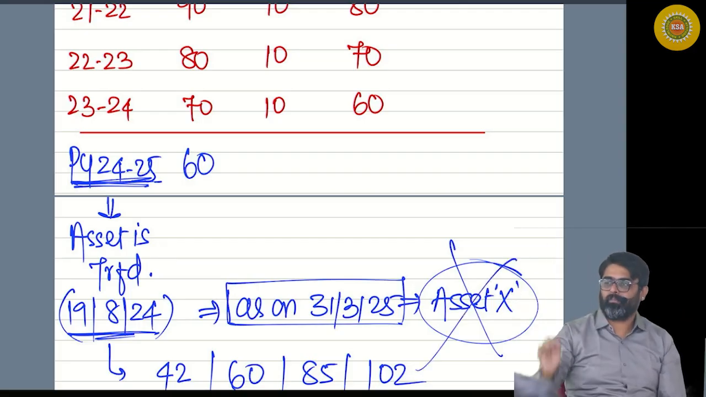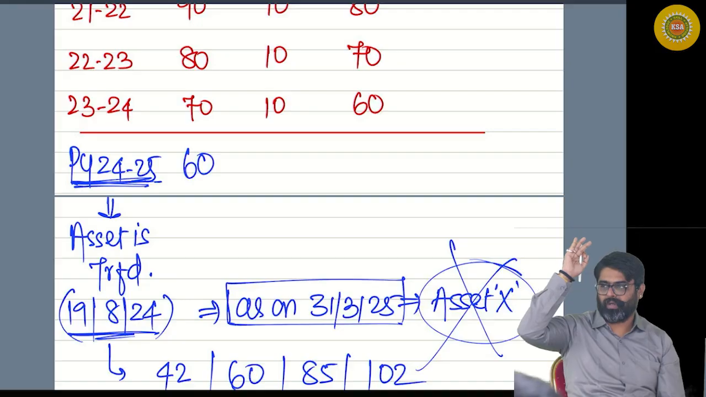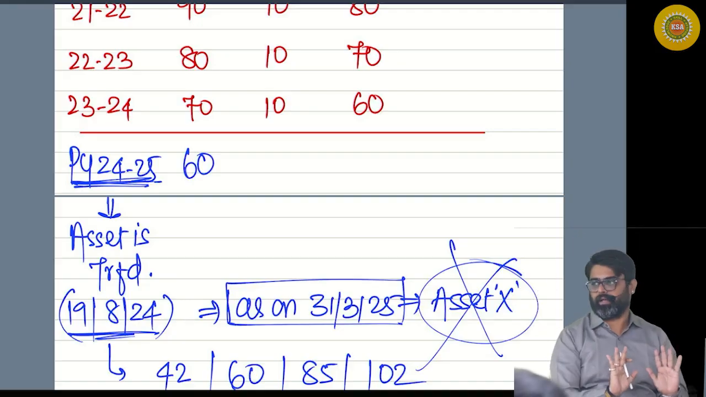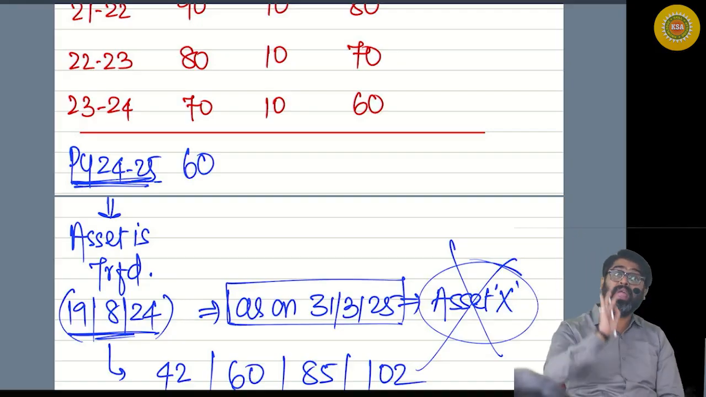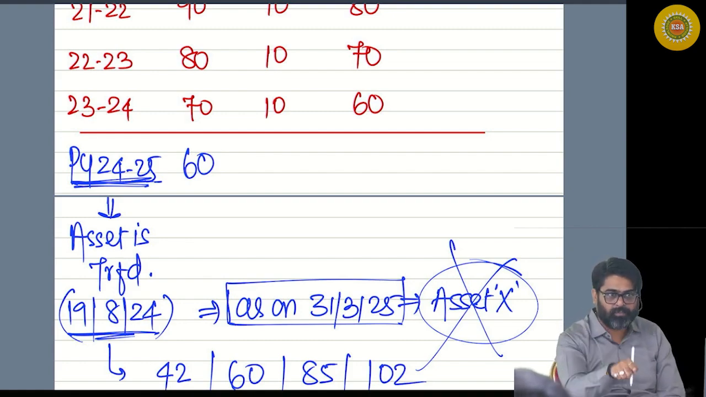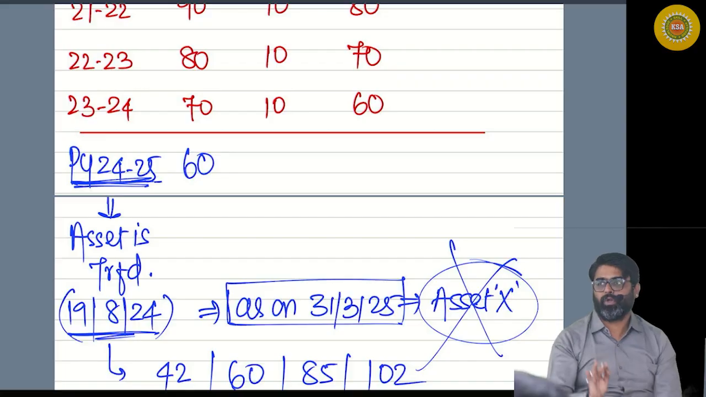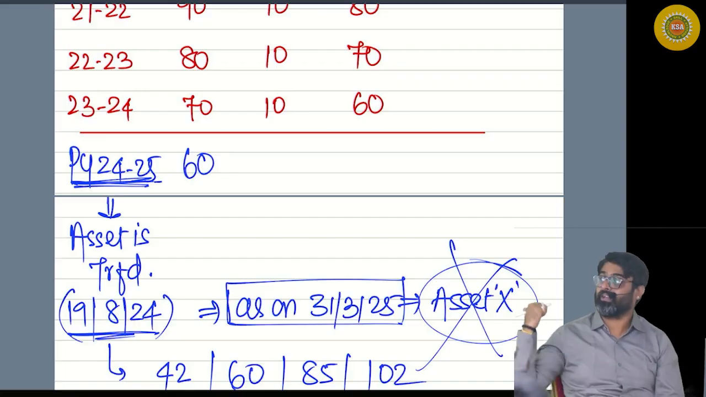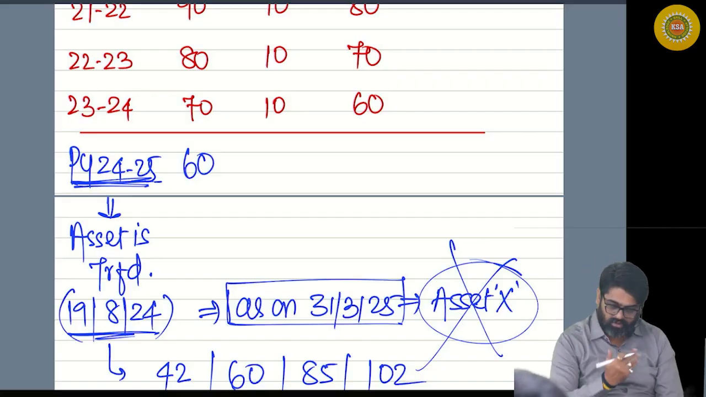You can claim the depreciation on any asset for this year only if that asset is there in your business as on the last day of the previous year. Do you have that asset in your business as on the last day of this previous year? No, you cannot claim depreciation.